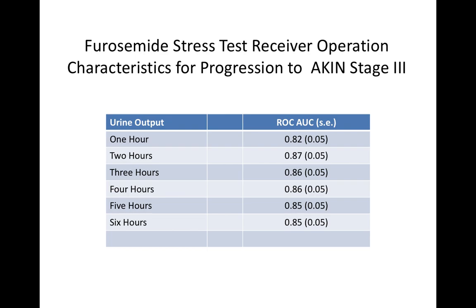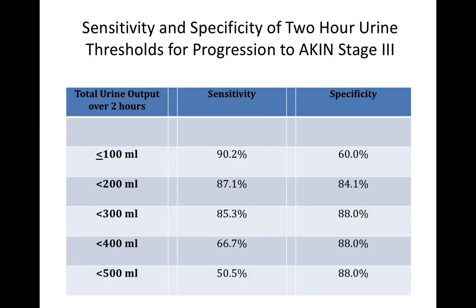And just to put it in context, troponin, which I think most of us would agree is a very good biomarker, lives in the neighborhood of around 0.91, 0.92. So 0.86, 0.87 is quite good, and certainly performs better than most AKI biomarkers. And this is the sensitivity and specificity. And what we found is that we really had the best combination at 2 hours of around 200 mLs. And it's also easier to remember.